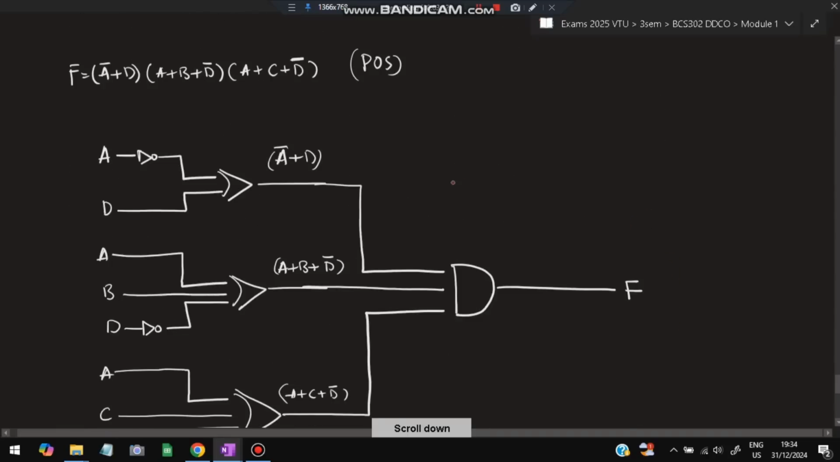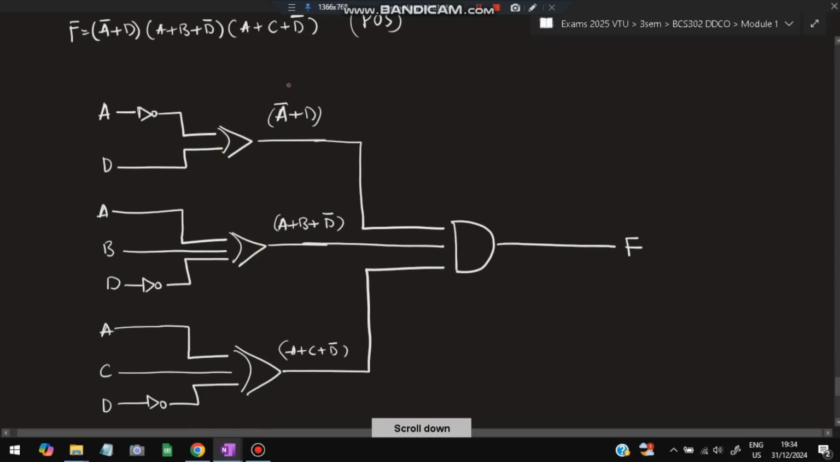Same thing for the POS also. For the POS we have a plus d, a bar plus d. So a you take, make it a bar, and d you take, here a bar plus d, that is an OR gate. Here also an OR gate you will be taking for this term, and an OR gate for this term. After these three OR gates, they are interconnected with an AND. So this will be this and this and this. Okay, that will be the F value.